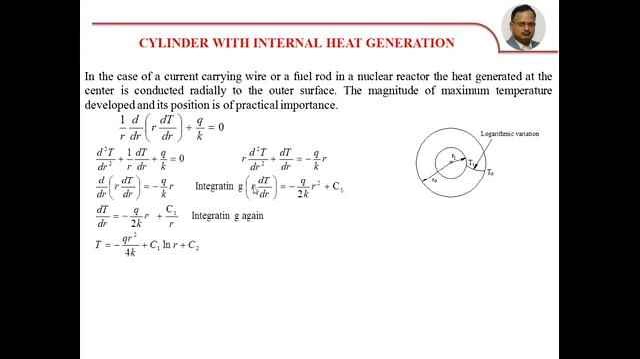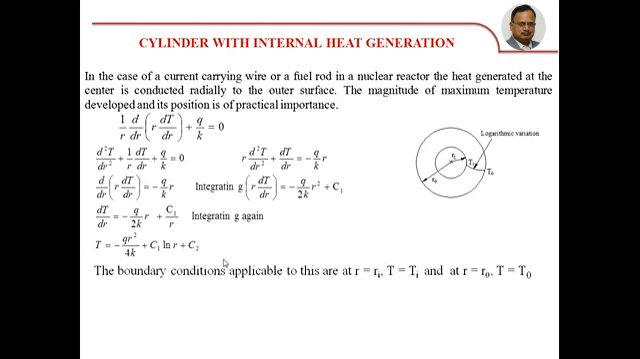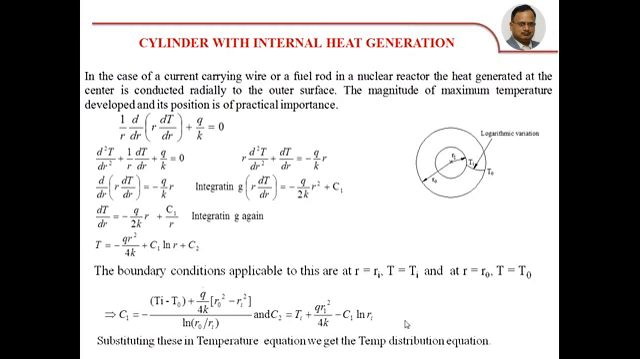And again integrate, taking R to the other side, you will get Q dot R by 2K plus C1 by R. You will get T equal to minus Q dot R square by 4K plus C1 log R plus C2. Boundary conditions are same: at R equal to Ri, T equal to Ti, and at R equal to R naught, T equal to T naught. So this gives you C1 equal to so and so and C2 equal to so and so. Substituting these in temperature, we will get the temperature distribution equation, and hence you can solve for the temperature distribution.